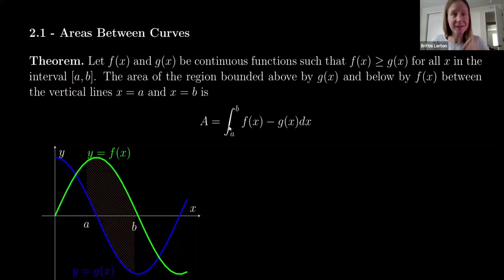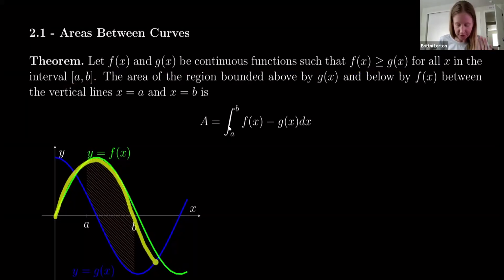All right, let's work on section 2.1, which is areas between curves. So this first theorem is if you have two functions, let's say f of x and g of x are continuous functions such that f of x is bigger than or equal to g of x for all x in some interval. So the picture that I have here is the visual behind that.